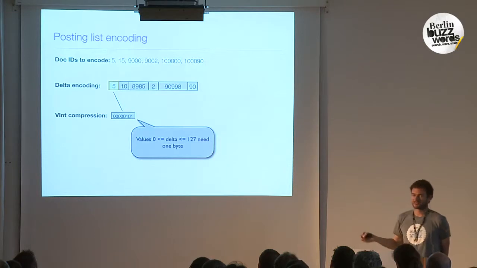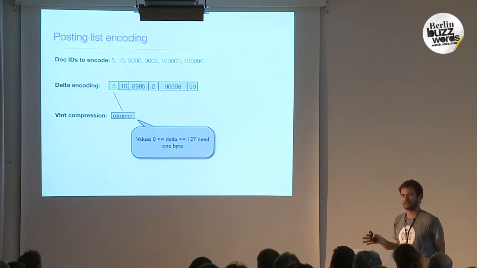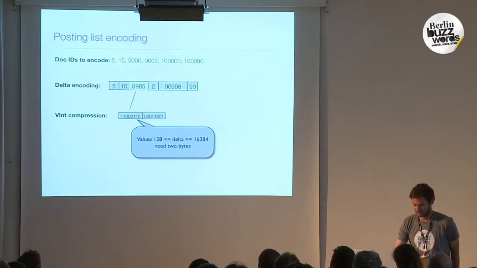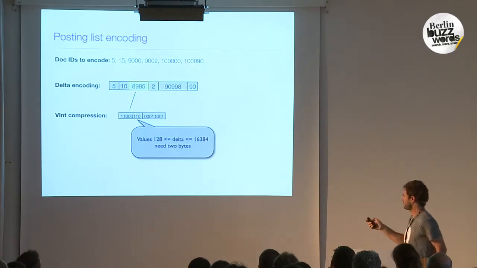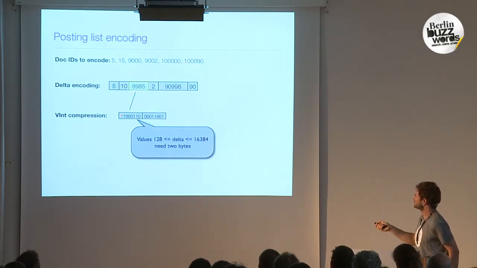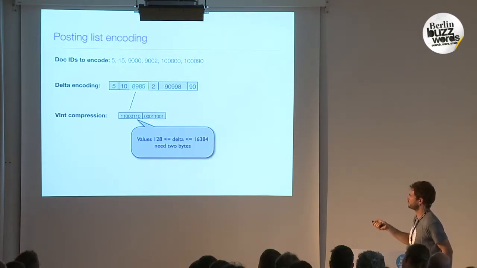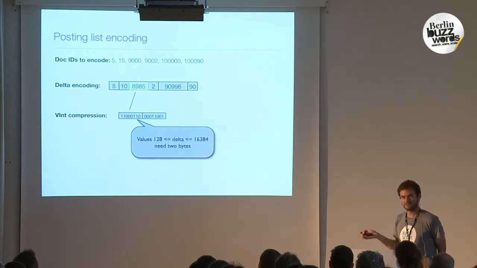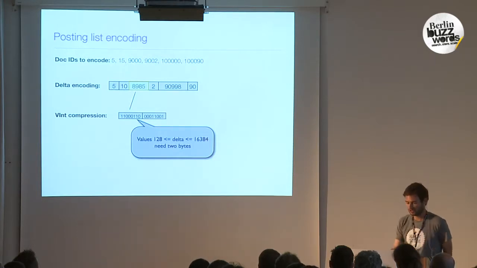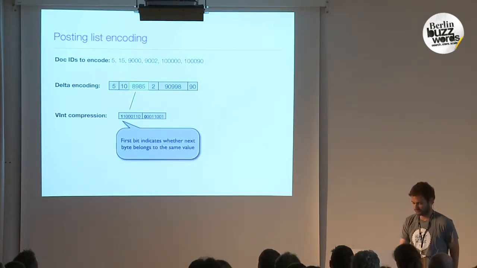A vint is a variable length integer that requires anywhere between 1 and 5 bytes. And the way that works is that the first bit in each byte of a vint indicates if the following byte is part of the same value. So for example, in this case here, the first bit is set to 1. And when we decode it, we know, OK, I still need to read the next byte because it's part of the same value. And that's how, for very short values that are smaller than 128, we only need one byte to encode them. So that's how Lucene makes those posting lists smaller and more efficient.